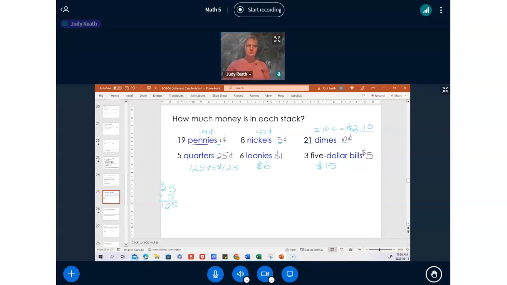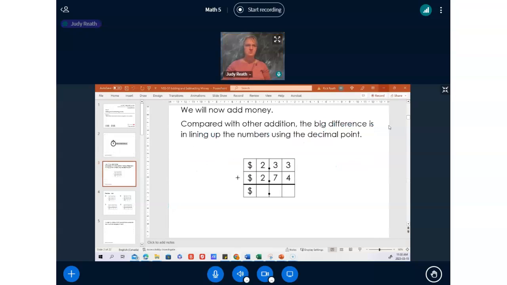Okay. So there's a basic dollar and cent notation, how to write them, how to convert them from dollars to cents, cents to dollars, and also using the words. Now adding money. This is not going to be difficult because you've already added decimal numbers, and adding money is the same thing. So the only difference between adding other addition, like whole number addition, is lining up the decimal point, which we already talked about, I think, in our last unit, right? So they've lined up the decimal point for us.